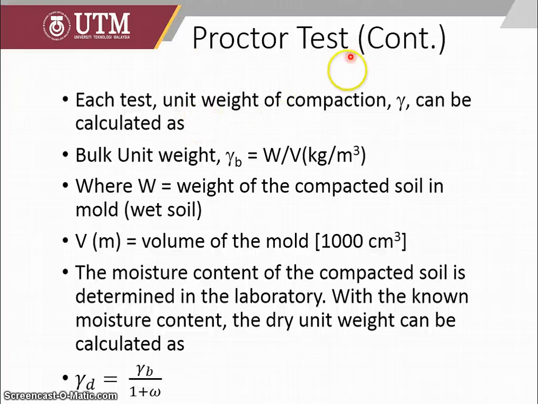Okay, so once we have the test results, we have to analyze them. During the testing, we managed to take the weight of the wet soil sample, the weight of the compacted soil in the mold. So this is the wet soil sample. And divide by the volume, 1000 cubic centimeters, so we get the bulk unit weight. And from the results of moisture content, we can get the dry density.